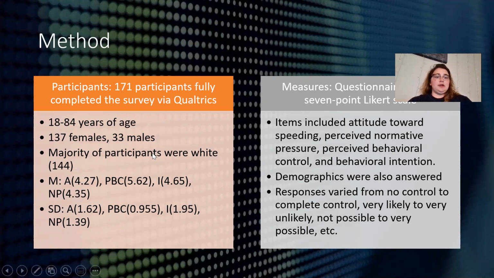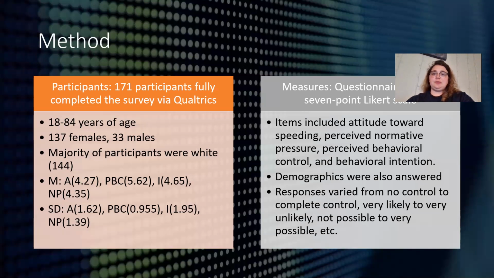As far as our means go, for attitude, we had a mean of 4.27. For perceived behavioral control, we had a mean of 5.62. For intention, we had a mean of 4.65, and for normative pressure, 4.35. And our standard deviations, as you can see in the slide, is for attitude 1.62, for perceived behavioral control was 0.95, intention was 1.95, and normative pressure was 1.39.